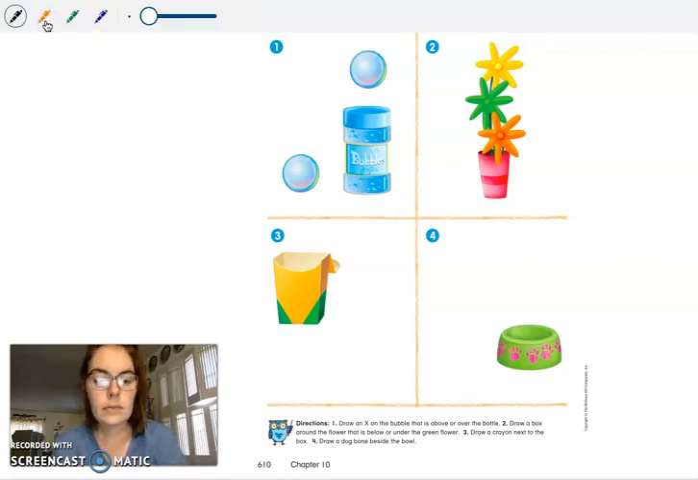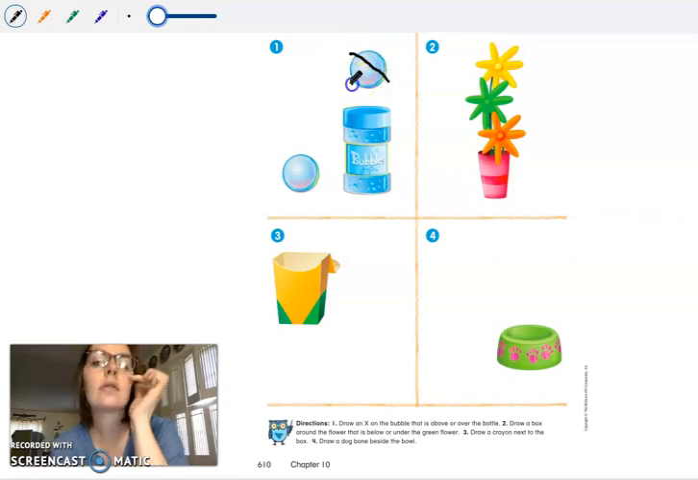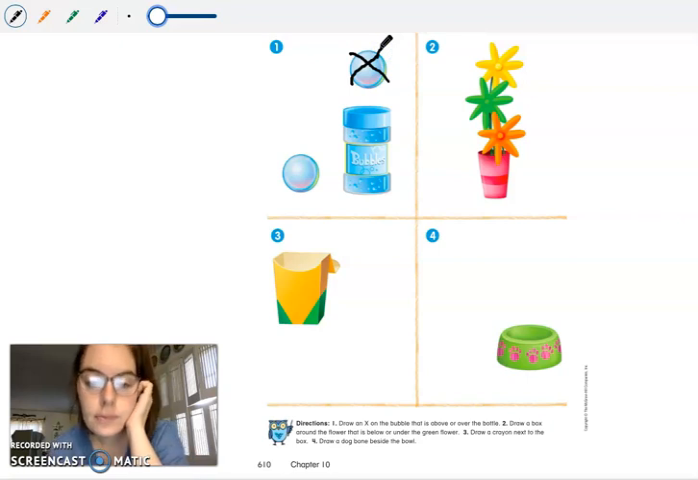All right. So this one will go a little bit faster. So for number 1, we're going to draw an X on the bubble that is above or over the bottle. So this one is not above it. This one is. So we're going to draw an X because it is above the bottle.